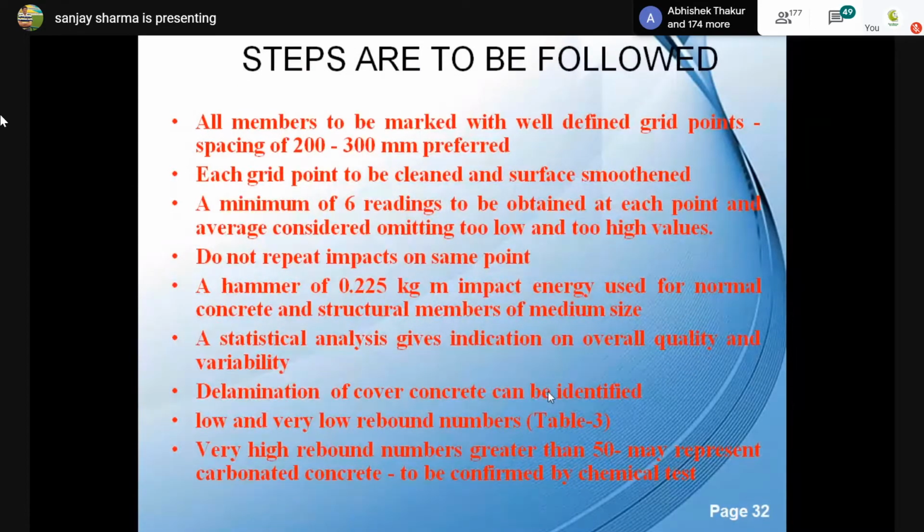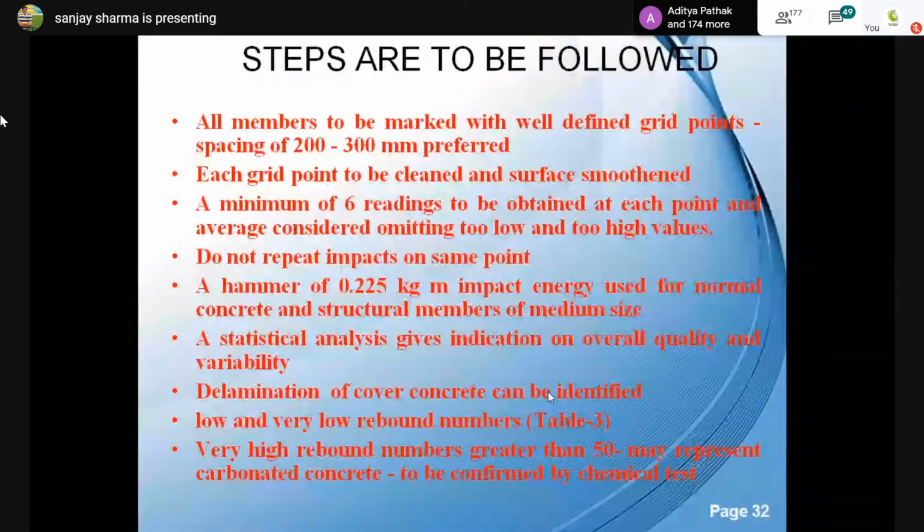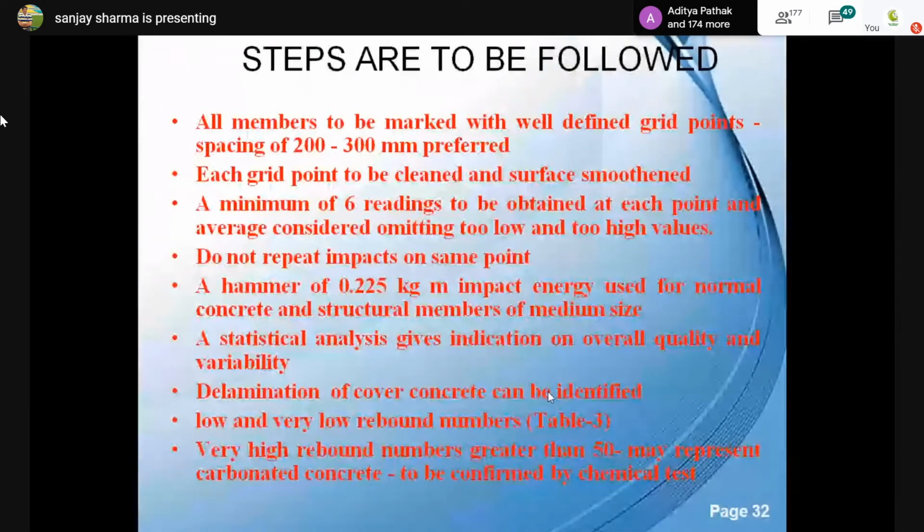So, the steps to be followed: all members are to be marked with grid points. Another thing is at what stage and how much area is to be tested. Generally we prefer about 5 to 6 locations, and at each of those locations we take 10 readings. Out of those 10 readings we exclude the 2 highest and 2 lowest, and the average of the remaining 6 we take as the rebound number average. Against that rebound number we obtain the strength.